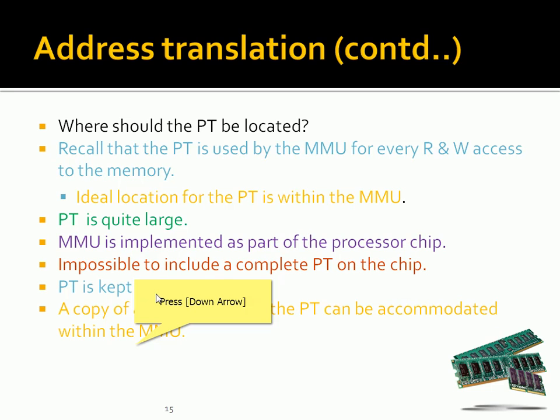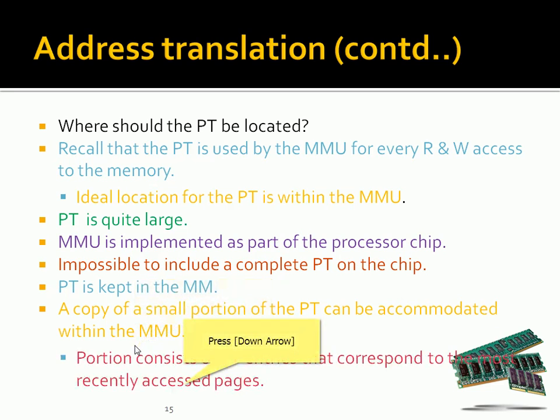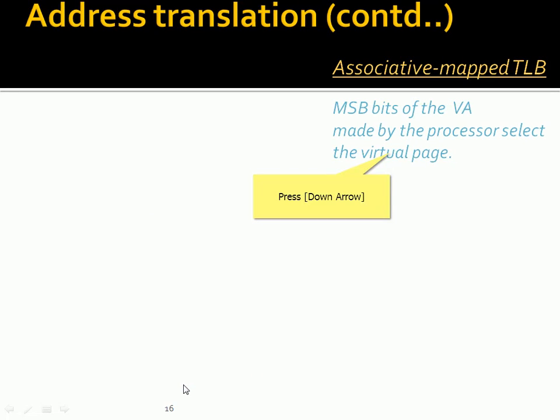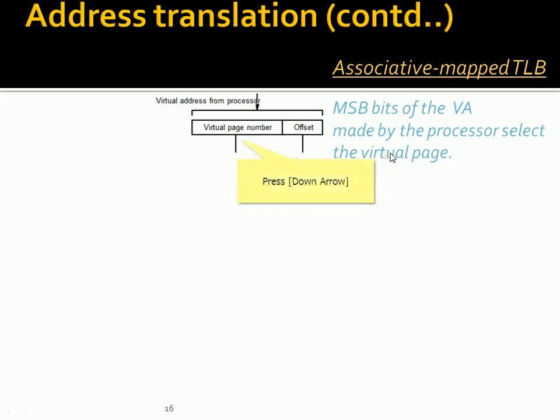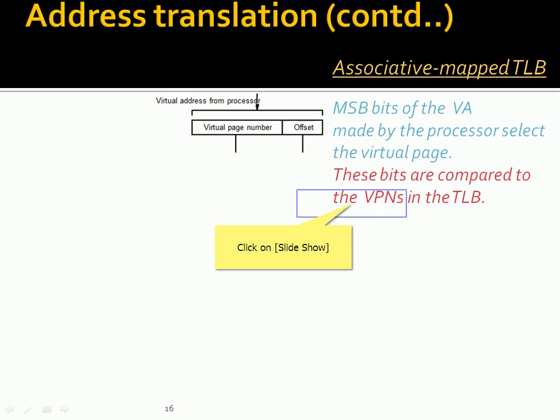A copy of a small portion of the page table can be accommodated within the memory management unit. This portion consists of the page table entries that correspond to the most recently accessed pages. In this direction there is an associative-mapped translation lookaside buffer. The translation lookaside buffer lets the processor select the virtual page. The virtual address from the processor, as we saw in the previous discussion on the organization of virtual memory, has bits that are compared with the virtual page number in the translation lookaside buffer.